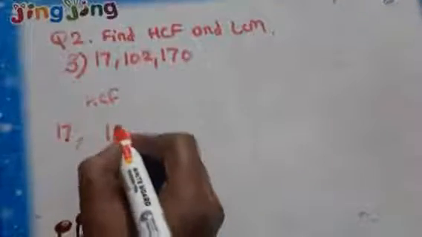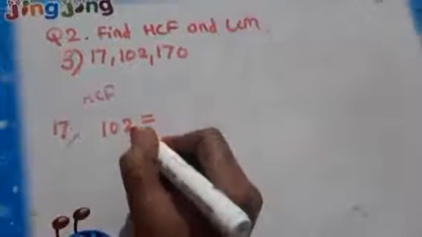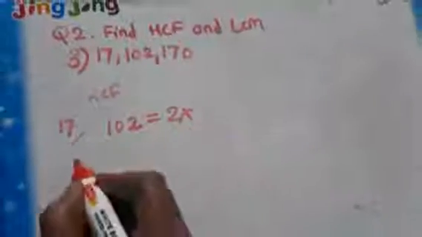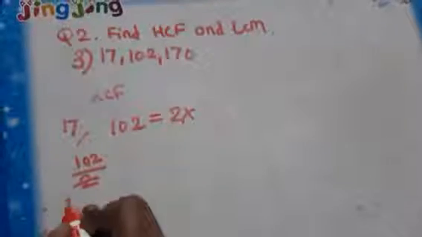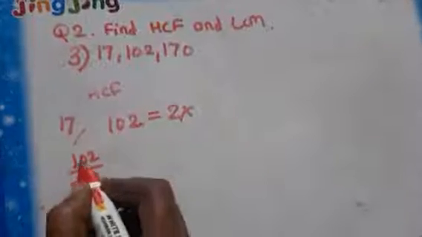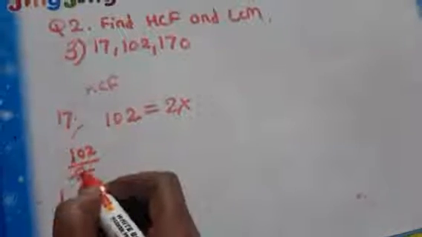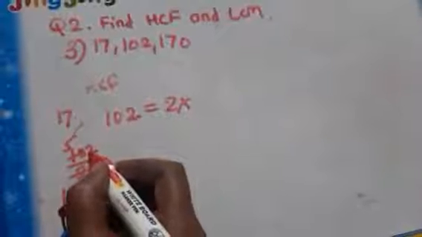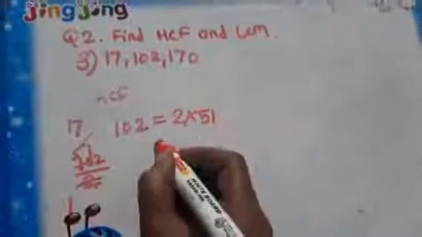The second number is 102. For that we will start with 2, as 2 is present at the unit place. So 2 into what should be written here? That will be 102 divided by 2. 2 ones are 2. The first digit is 1, which is less than 2, so we have to take 2 digits. 10. 2 fives are 10. And now the remaining is just 2. So 2 ones are 2. So here will be 51.